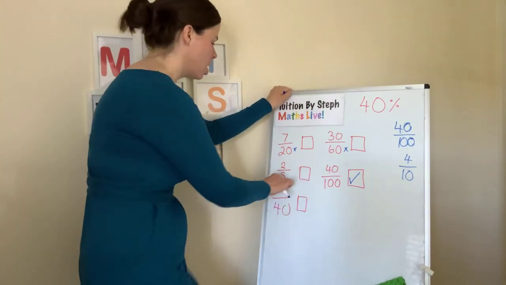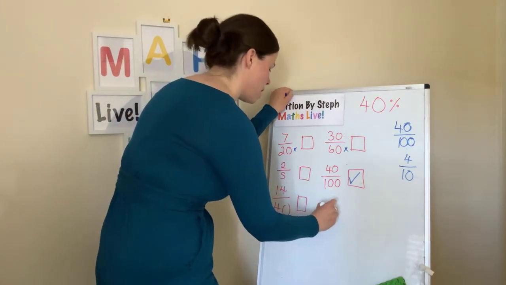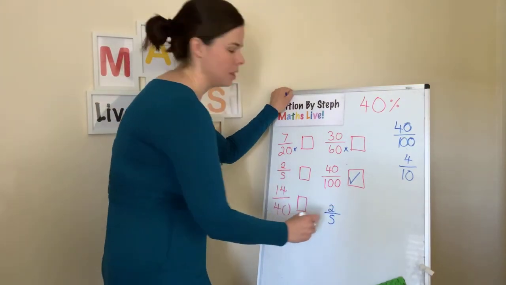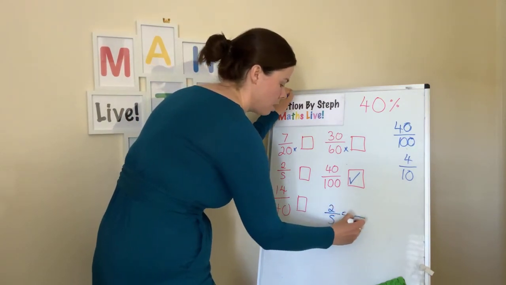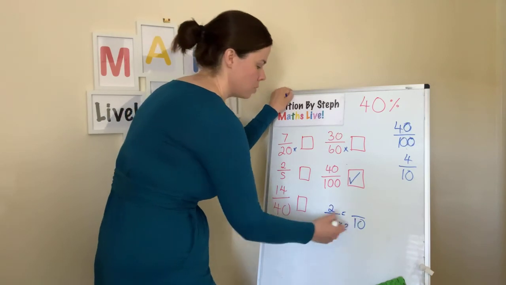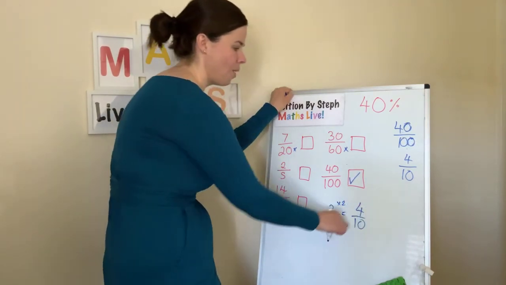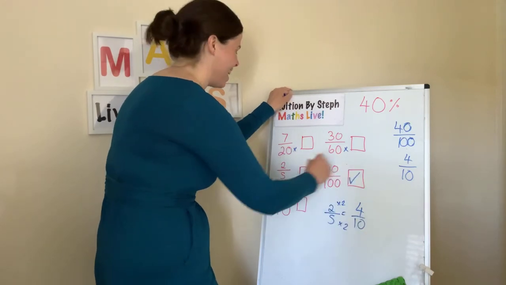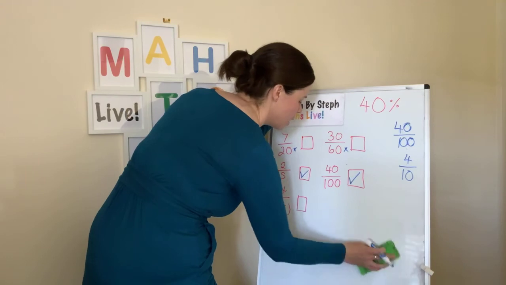Okay, 2/5. I'm going to make it so it's a nice friendly fraction. I can times it by 2 to make it over 10. So 5 times 2 is 10. Do the same to the top. 2 times 2 is 4. Yay, it is equivalent. It does mean the same.